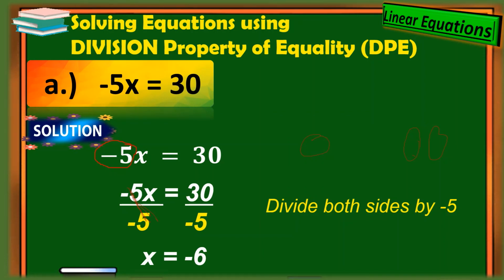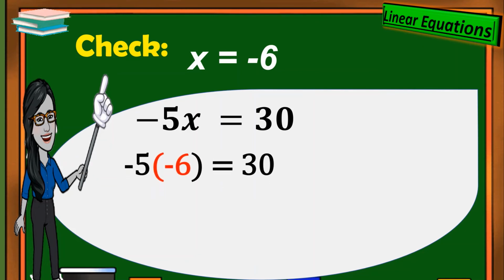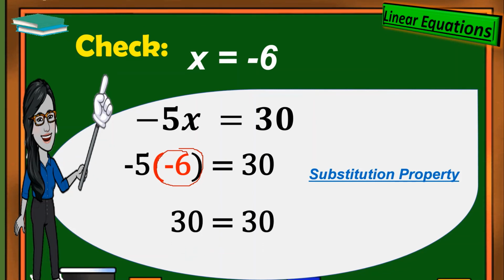Okay, nakuha? Okay, let's check. If x is equal to negative 6, tama kaya ang sagot natin? So, from the given, negative 5x is equal to 30. Palitan daw natin, or let's do substitution property of equality. So, palitan natin dito. Naging negative 6. Okay. So, negative 5 times negative 6, that is positive 30. So, that is equal to positive 30. So, we have the reflexive property of equality. Correct. So, the statement is true and therefore, our answer is correct.